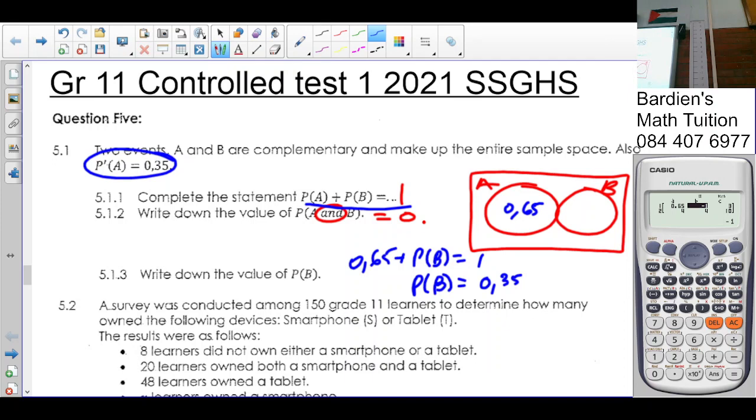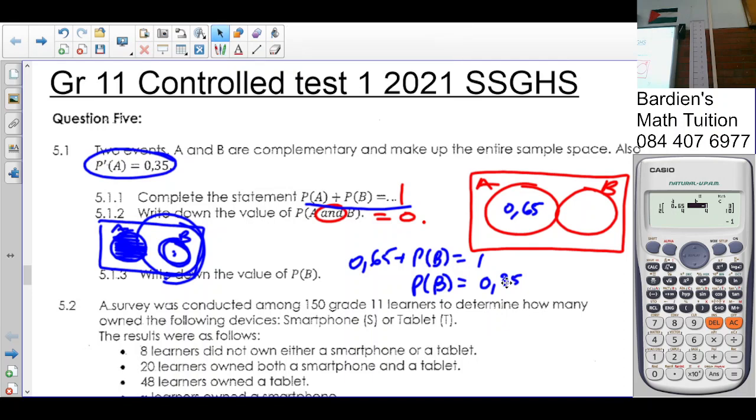Alternatively, we could have said that the probability of B is the same as the probability of not A. So if you take that into account, if you've got A and B, the probability of not A is 0.35, which is everything on the outside here. But remember that if A and B make up the entire set, then everything outside A belongs to B, which means B would be 0.35 from the beginning all along. Okay.